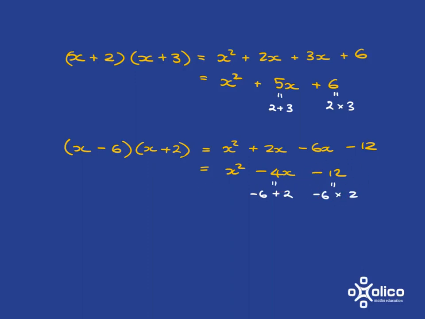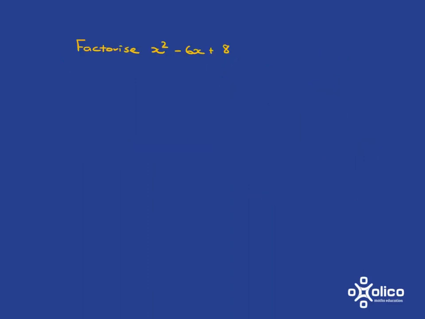This is equal to negative 6 times 2, that gives me negative 12. And this coefficient of negative 4 is equal to negative 6 plus 2. We're going to use this pattern now to help us factorize. If we're asked to factorize x squared minus 6x plus 8, remember factorizing is the opposite of multiplying out. So what we want to do is get back to the two brackets that when multiplied together will give you x squared minus 6x plus 8.